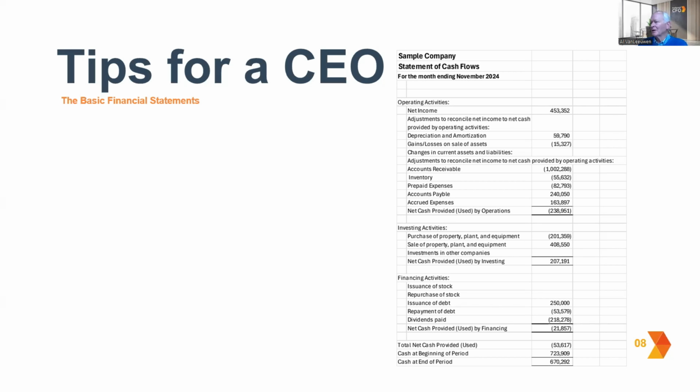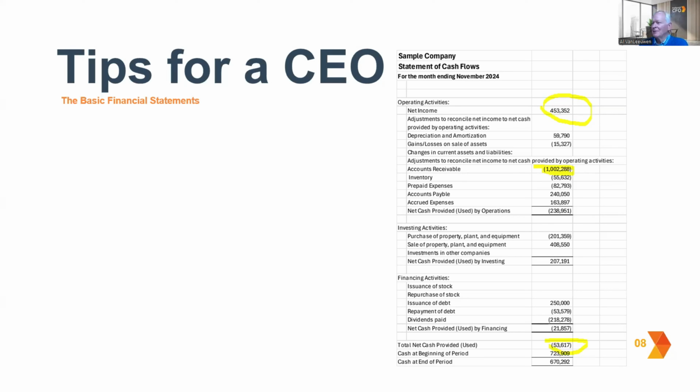If you remember, the company had $453,000 worth of income, but their cash for the period was negative 53,000. So what happened? Well, if you look at this cash flow statement, you can see that the accounts receivable grew by $1 million. So even though you had great sales and great income, people aren't paying their receivables on time.